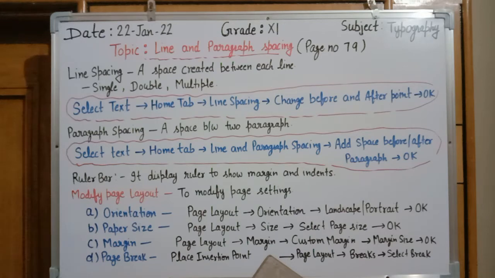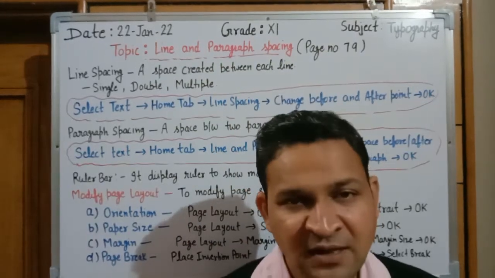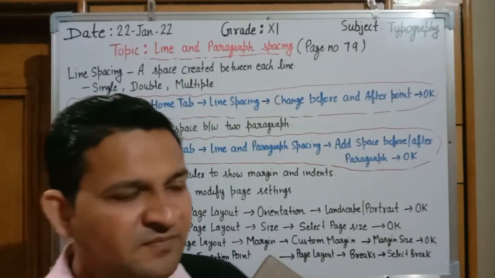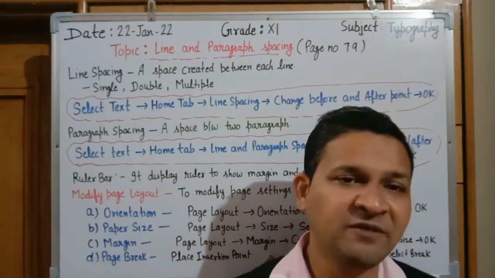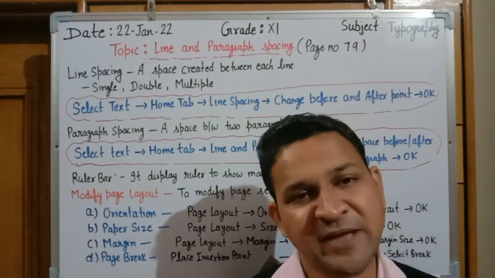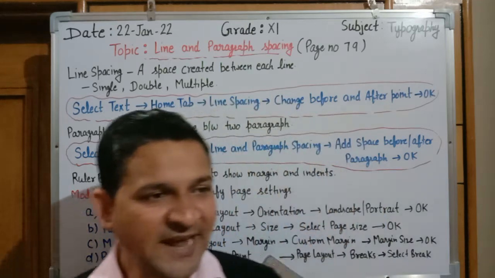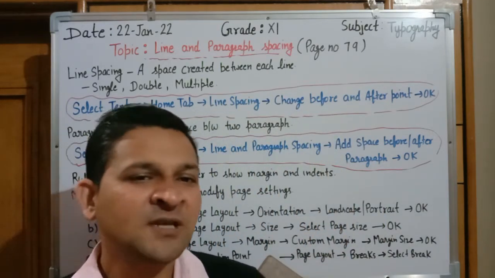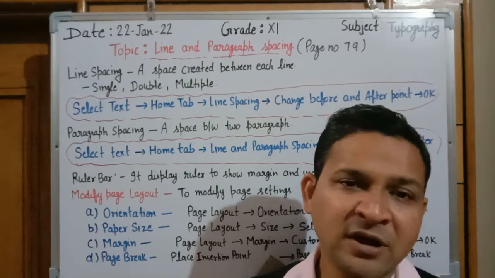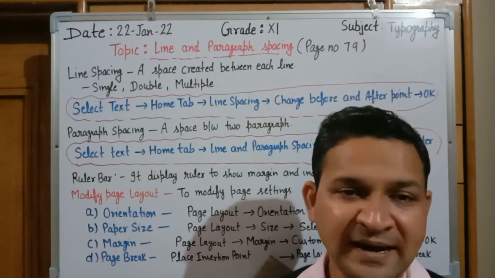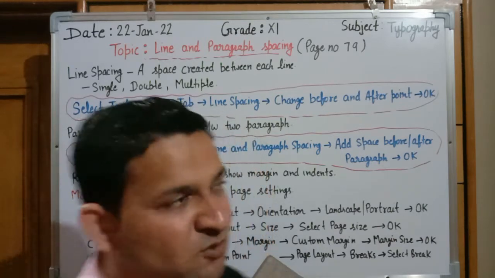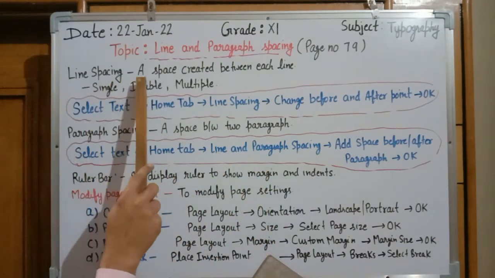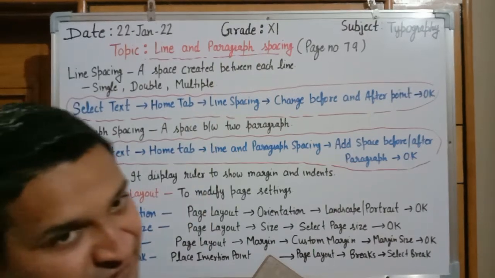So as per the topic, the first question: what do you mean by line break? Line break means line space. Line space means a space between each line of a paragraph. Like if 10 lines are written in a document, how much space we want to adjust in between those 10 lines, such type of spacing is known as line space. So line space is space created between each line.